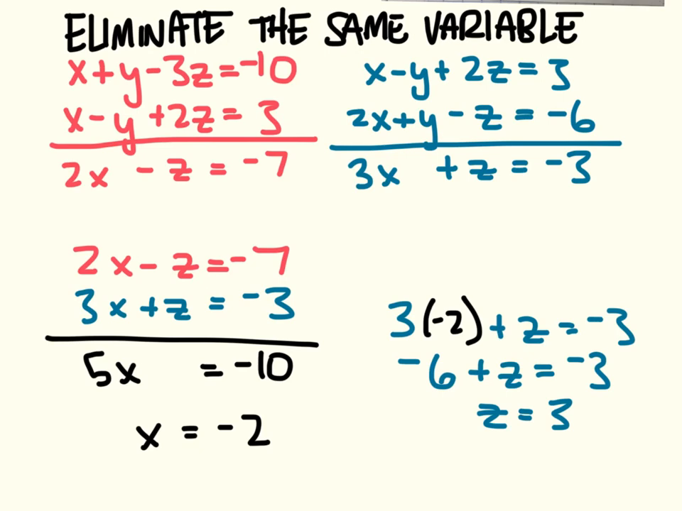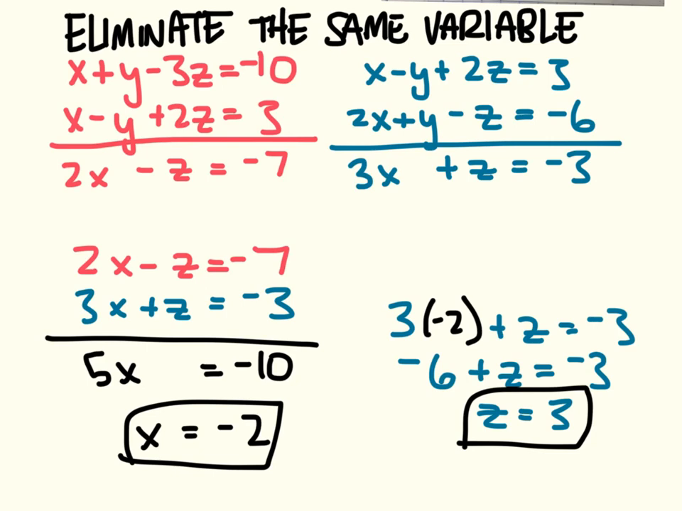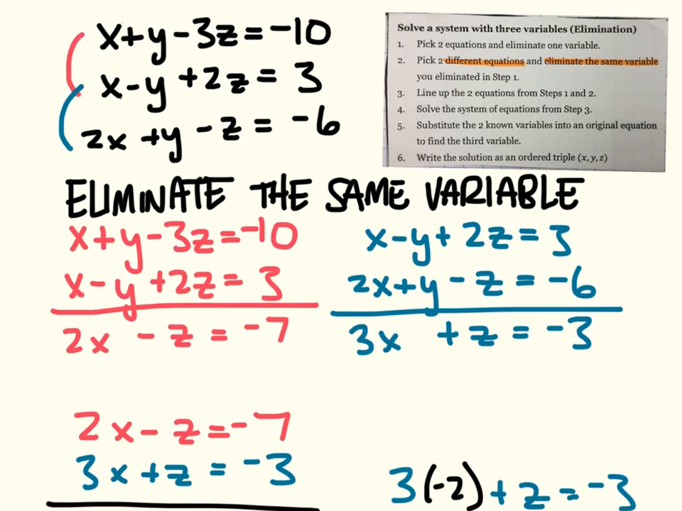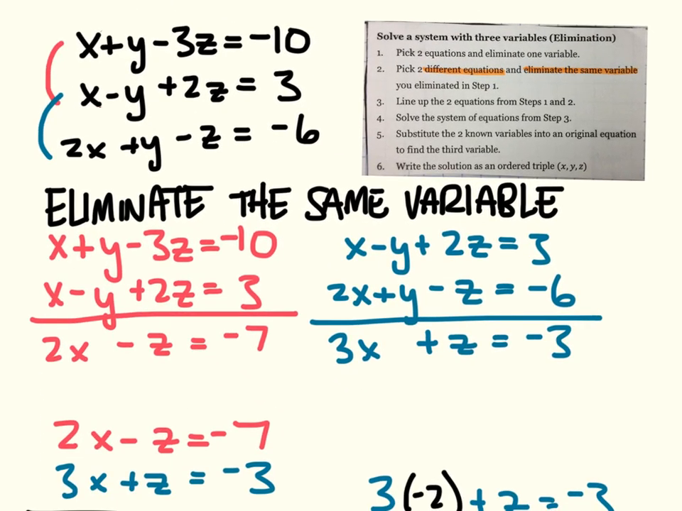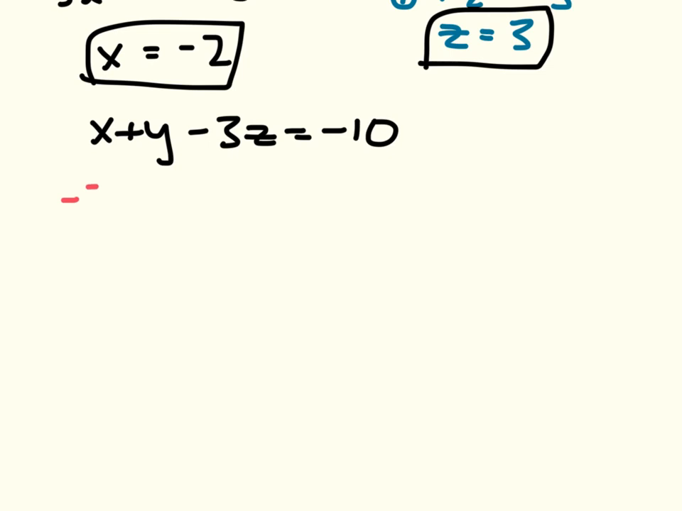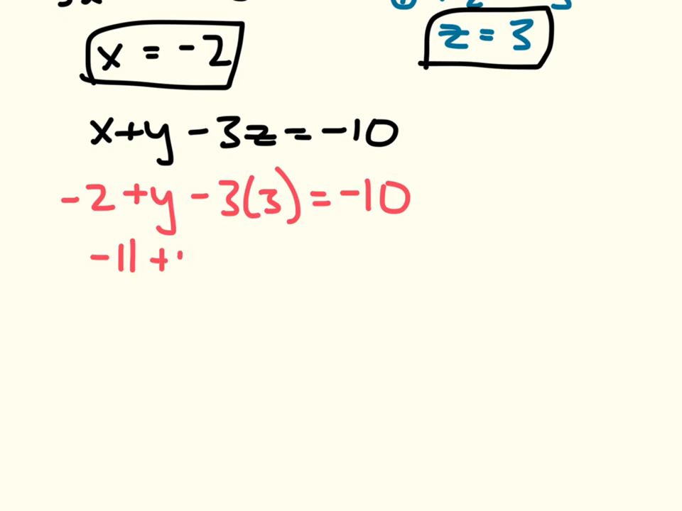So now I have x, I've got z, okay, so I can just plug both of these back into any of my original equations. So let's plug them back into the very first, x plus y minus 3z equals negative 10. So substituting them in, I have negative 2 plus y minus 3 times 3 equals negative 10. Negative 3 times 3 is negative 9. Combined with negative 2 is negative 11 plus y equals negative 10. Adding 11 to both sides, we get y equals 1.